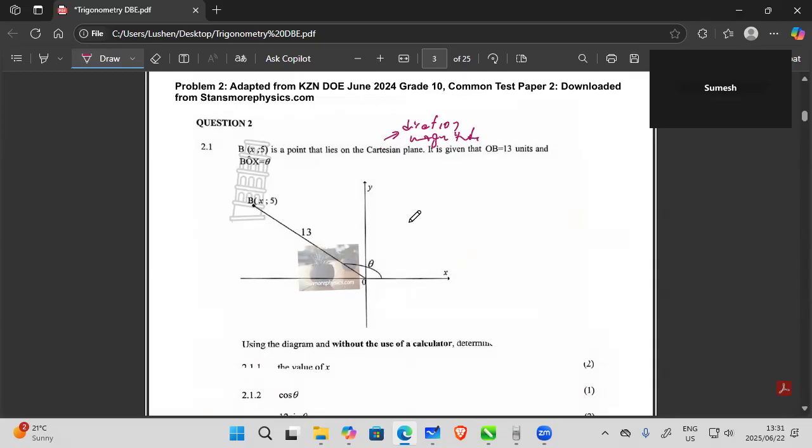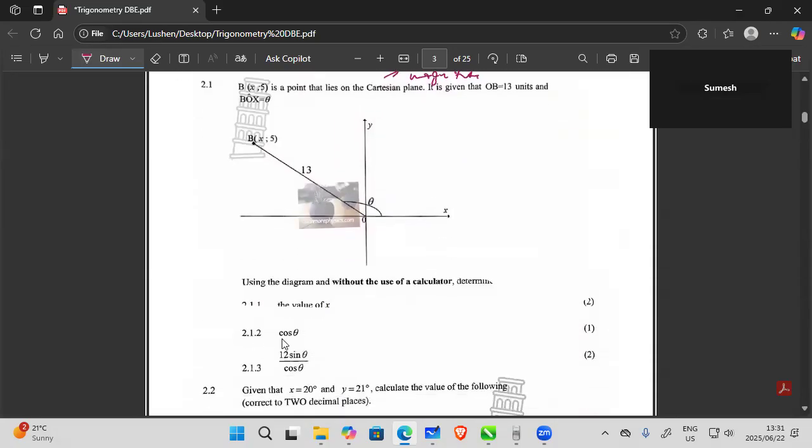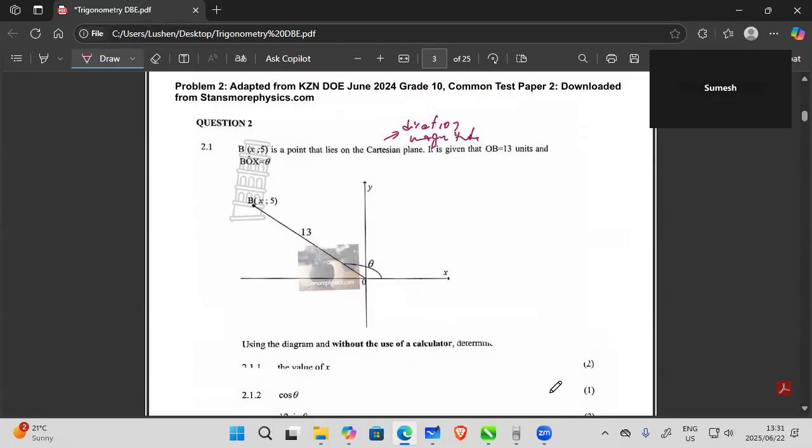This is the angle in the standard position. But we're not solving for any angles. They didn't tell us to solve for angles. They just want us to re-express stuff, to simplify. We're not solving, so we don't use any of those frameworks. So how do we do this? To determine the value of X, if I drop a vertical line down, we have a right angle triangle.